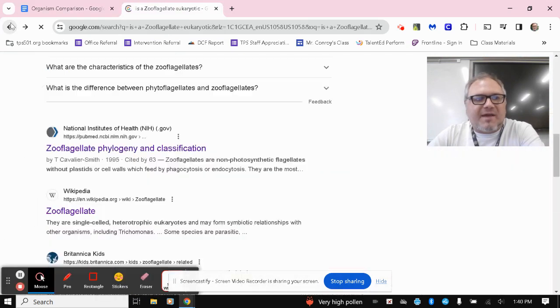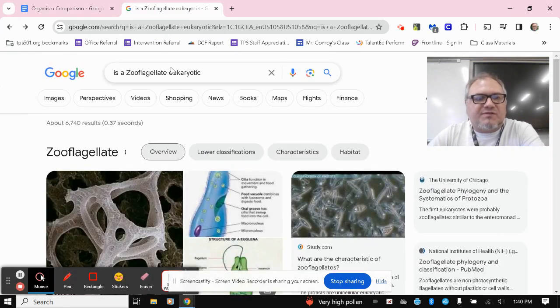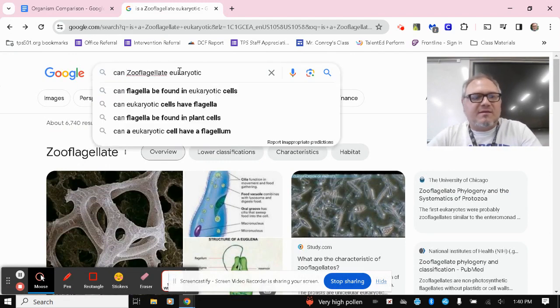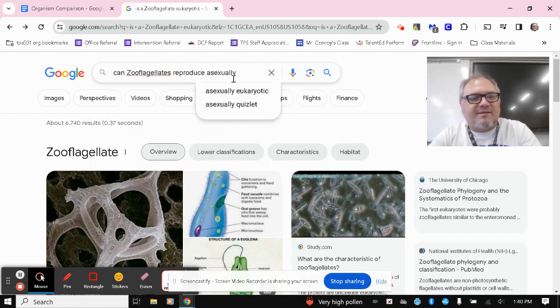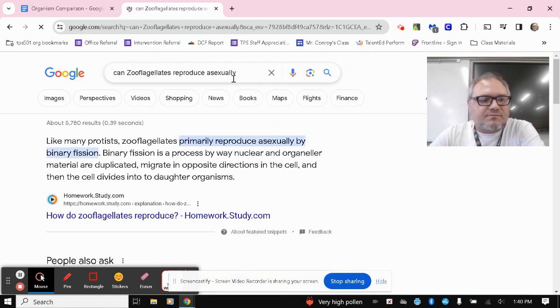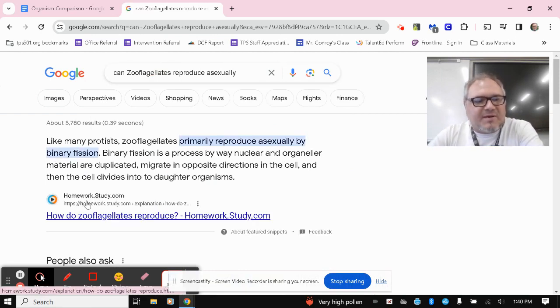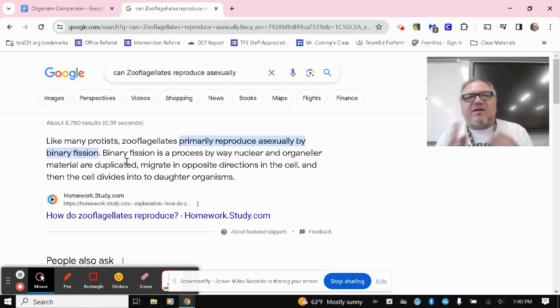So I'm going to back up again. So for asexual, I'm going to say, can zooflagellates reproduce asexually? So again, this one is from a homework study one. This one mentions, like many protists, zooflagellates primarily reproduce asexually by binary fission. So far, this seems like a yes. In this case, binary fission is splitting into two parts.